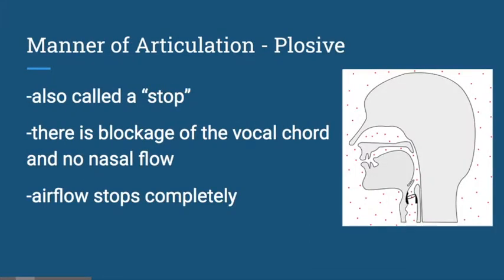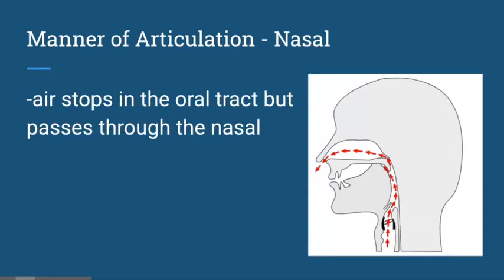Here we have manner of articulation, plosive. This manner is also referred to as a stop. This happens when there's blockage of the vocal cord and there's no nasal flow. This causes airflow to stop completely. Nasal. Airflow stops in the oral tract but passes through the nasal.